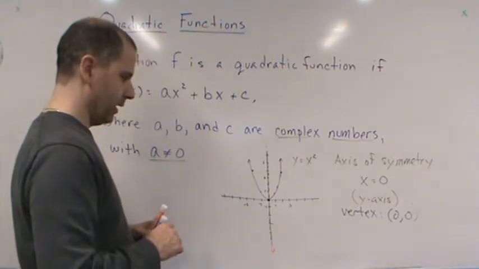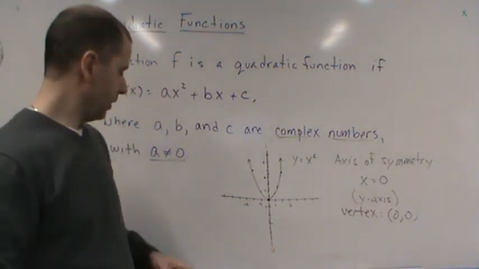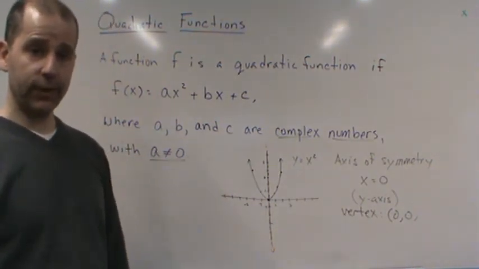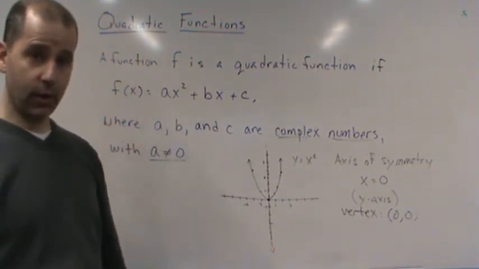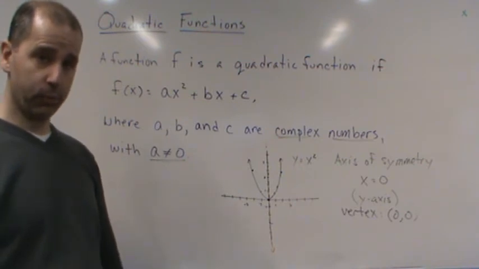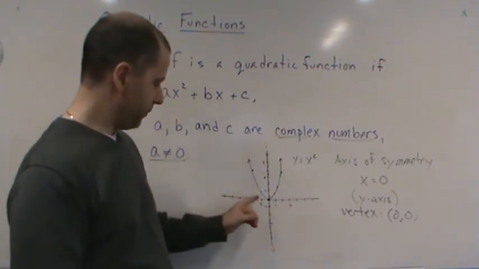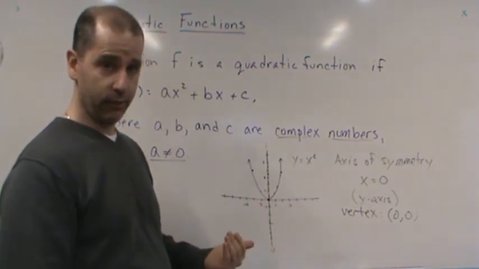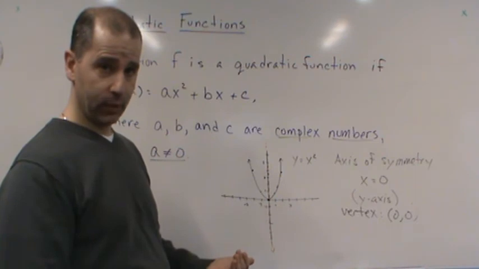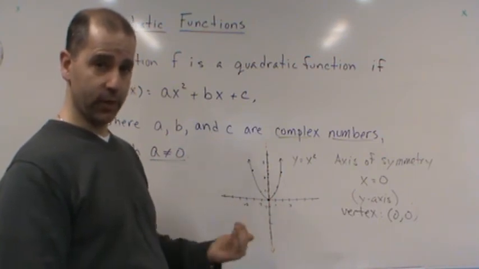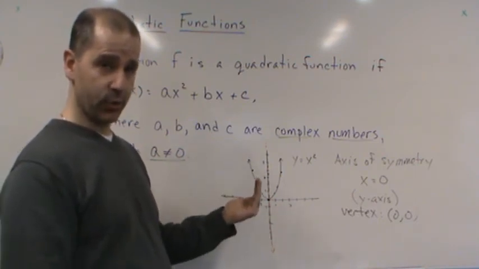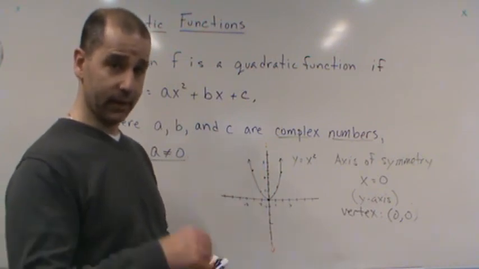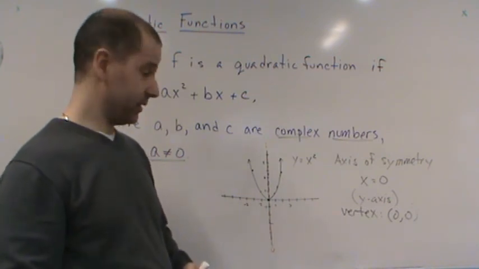Now notice that the axis of symmetry goes through the vertex. That is always the case. That is another feature of the graph of a quadratic function, or a parabola, that the axis of symmetry always goes through the vertex of the parabola. That gives us a reference point to find. We can use the axis of symmetry to find the vertex, or we can use the vertex to give us the axis of symmetry.